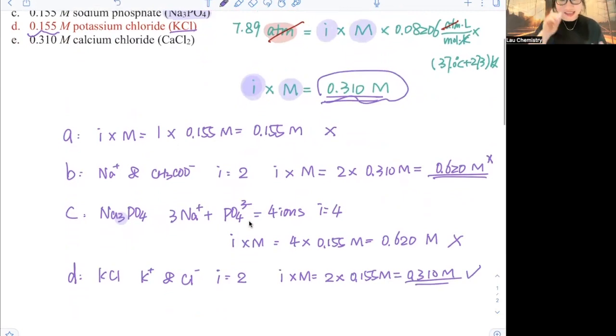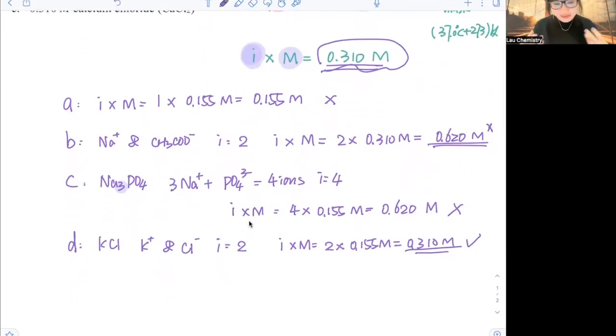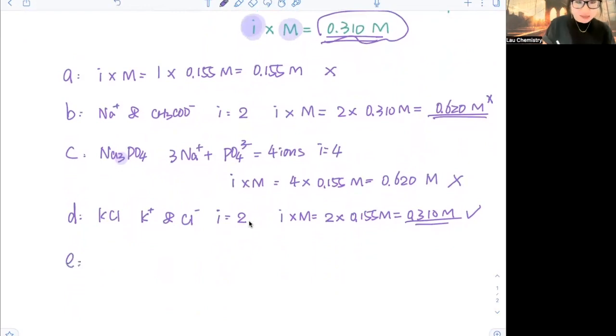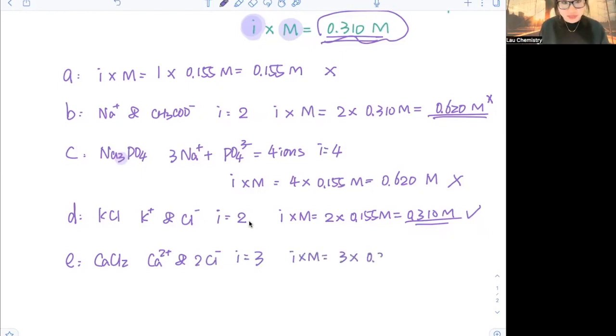Now let's keep on looking at the last one anyway. Yes, we found the answer, but since we are looking into learning the concept behind this question, let's look into it. So what's wrong with E? E will have calcium chloride. As you know, you will have the calcium ion and 2 of the chloride ion. So i should equal 3, 1 plus 2. So Van't Hoff factor times m equals 3 times 0.310, giving us 0.930. So that's not something we're looking for.